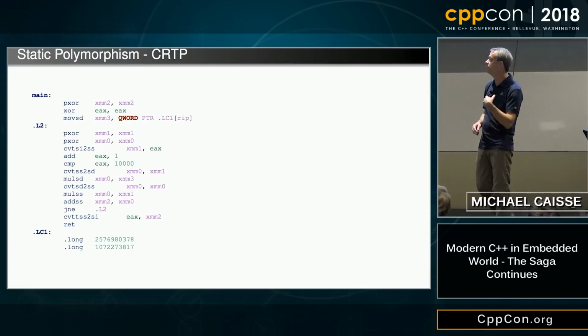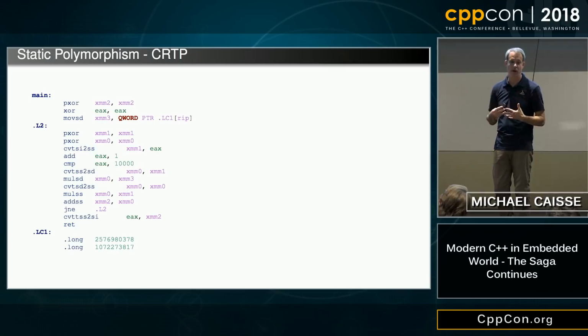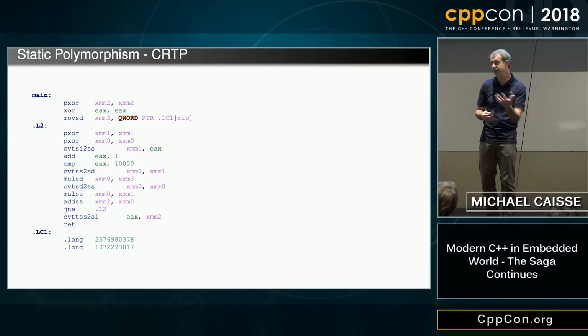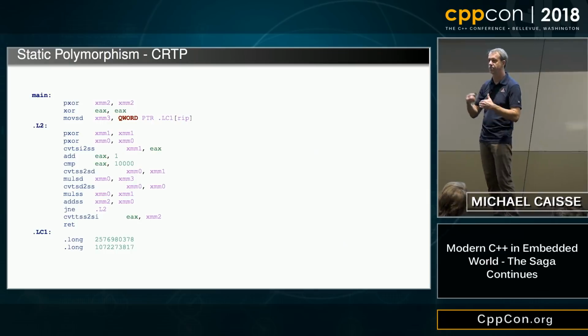Now, what do we end up with? Well, we end up with a much smaller piece of code, and we still end up with polymorphism. We still end up with a technique that we want, but the code is smaller.